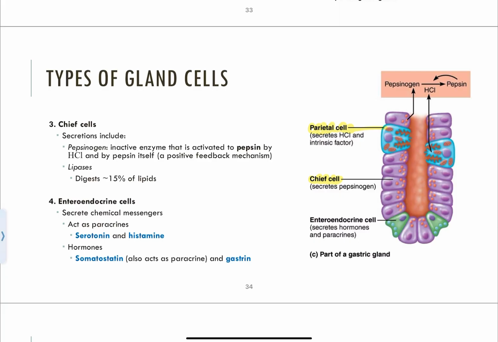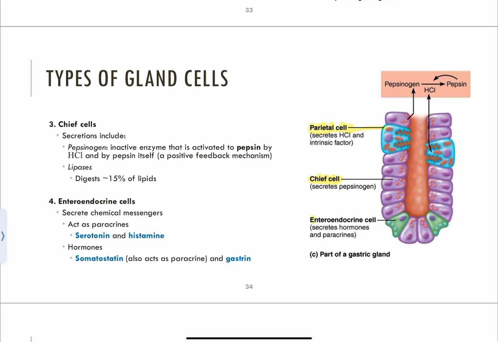Another important secretion from the chief cell is lipases. Lipases are enzymes that digest lipids or fats. Not a huge proportion of lipids are digested in our stomach, as when we talked about our mouth, because we do have salivary lipases as well. Not the bulk of the lipid breakdown, but we can digest about 15% of our lipid intake in our stomach via the lipases secreted by the chief cells.